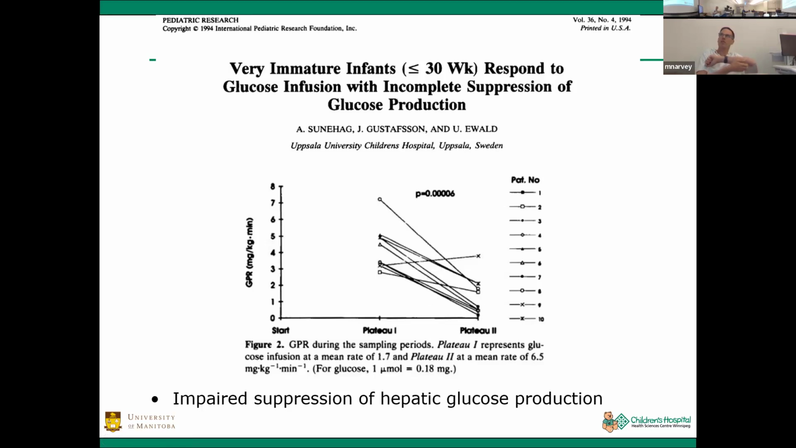So this led to a theory that for some babies, it's an insulin problem. For some babies, it's the liver's not responding appropriately. The liver should be shutting down glucose production, but it continues in the face of adequate supply. And that's what's leading to higher glucose.